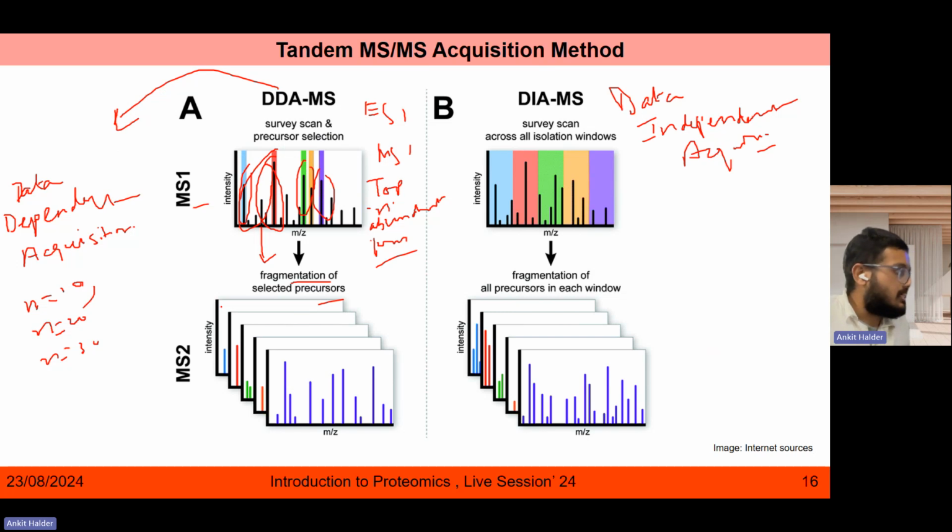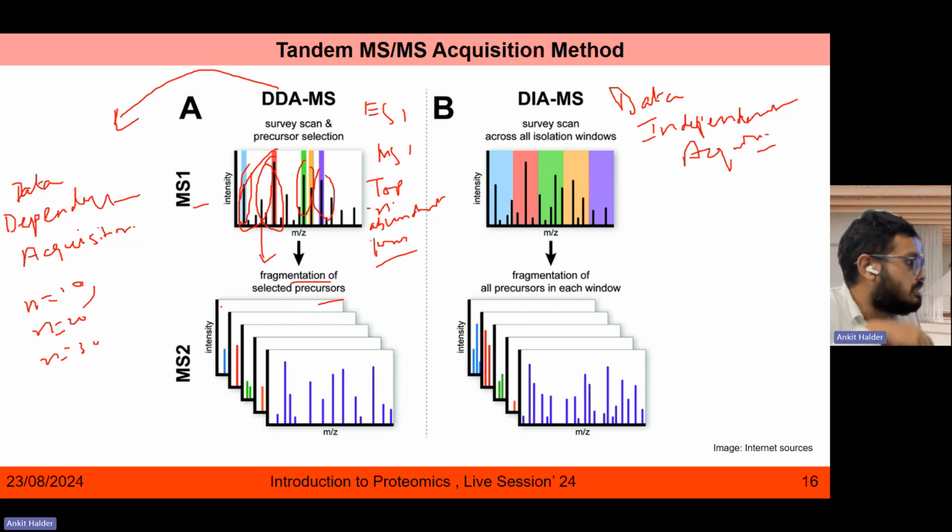And this is becoming data dependent in the sense that you are taking the top N abundant precursors. It is taking those particular ions, the particular intense peaks, and you are fragmenting them.